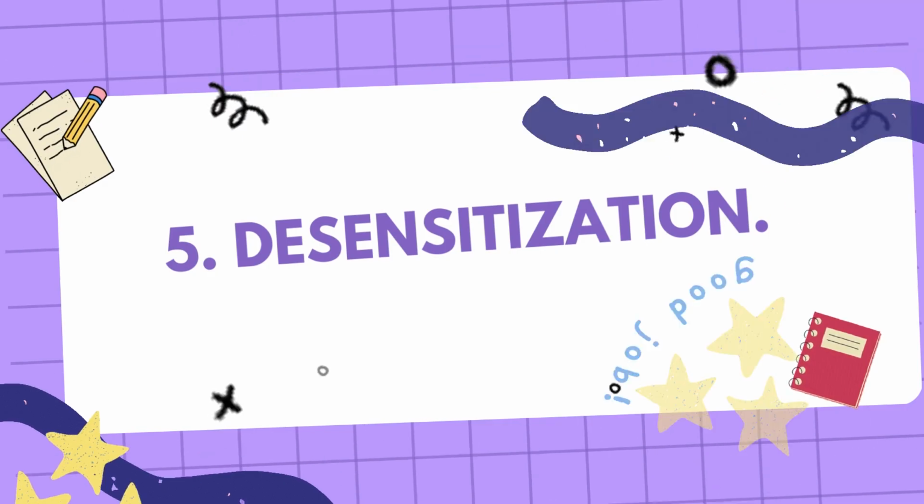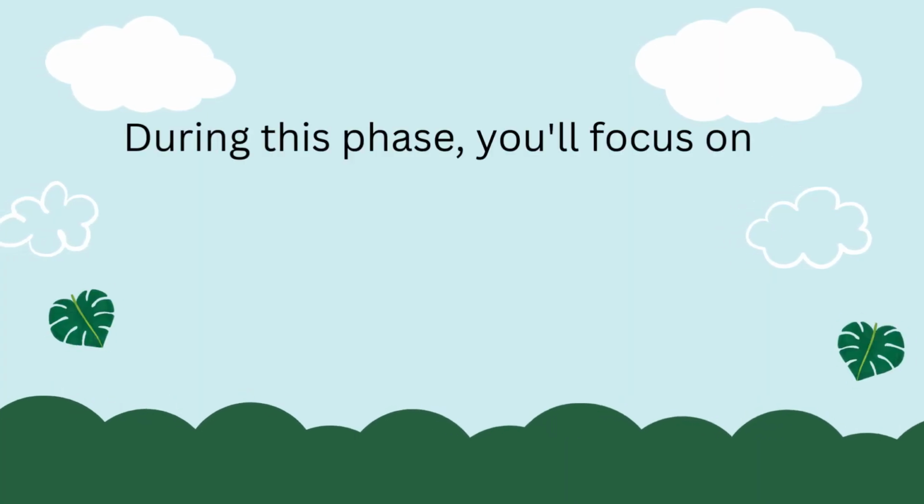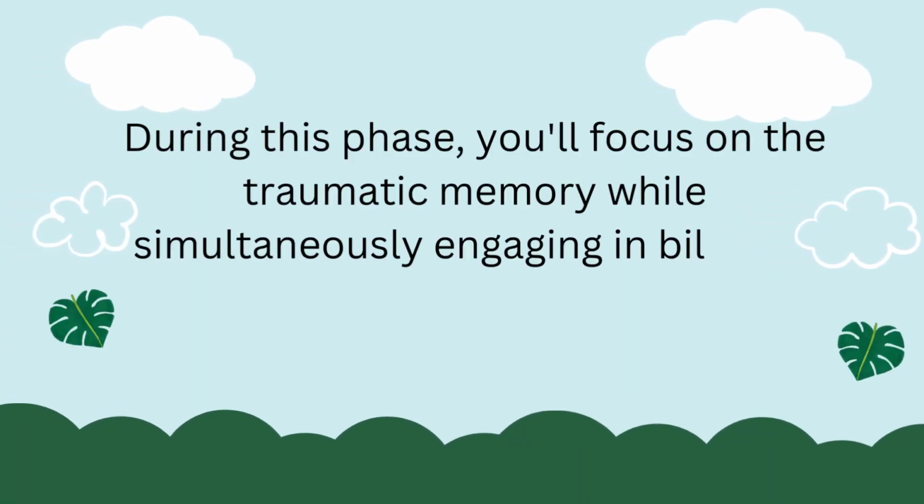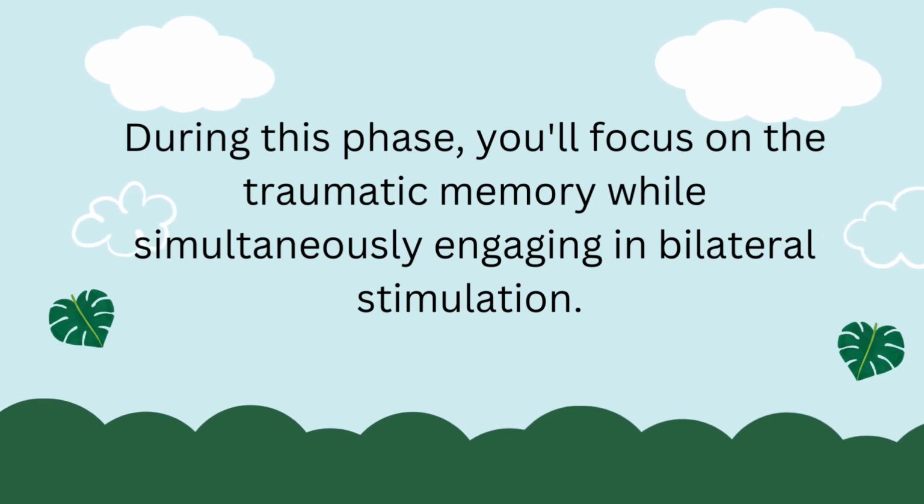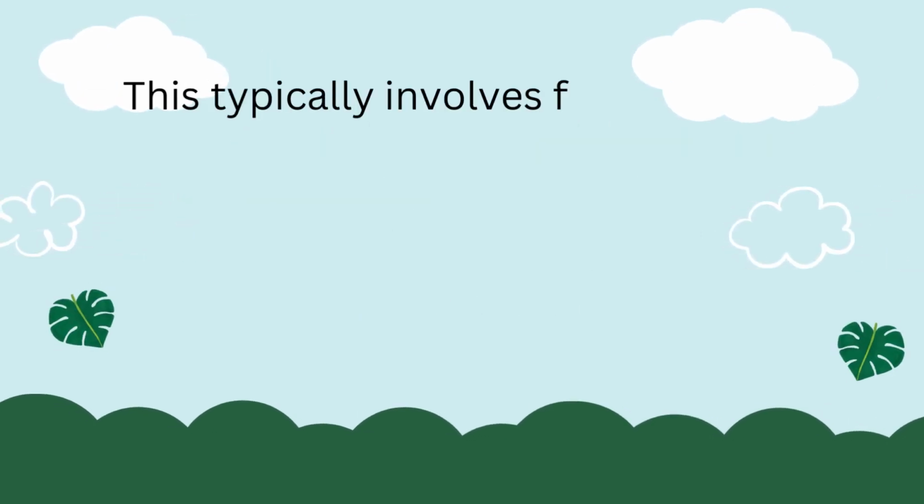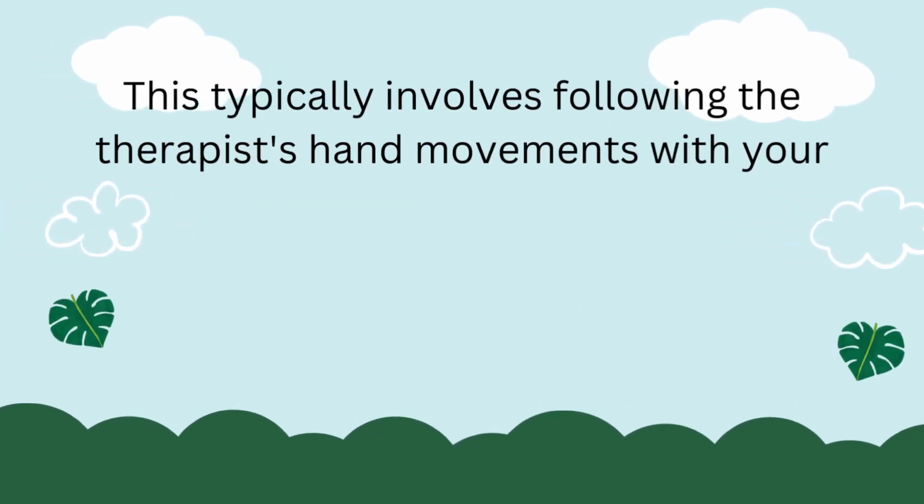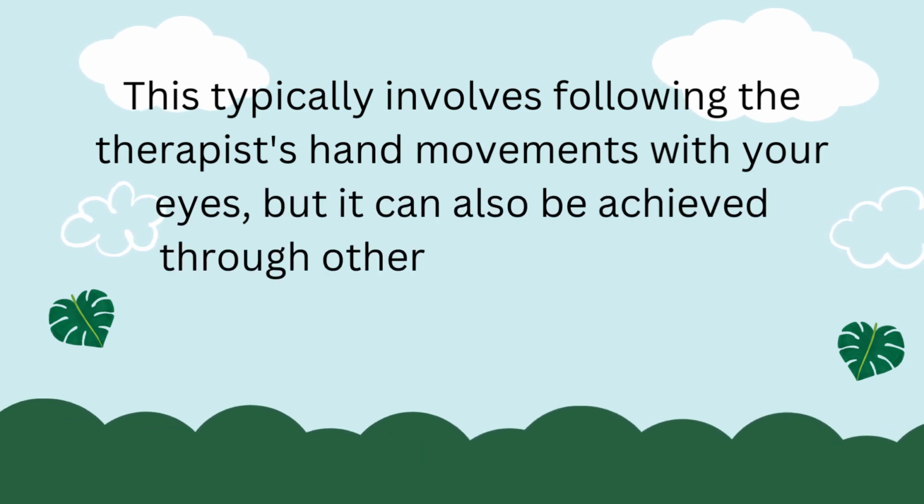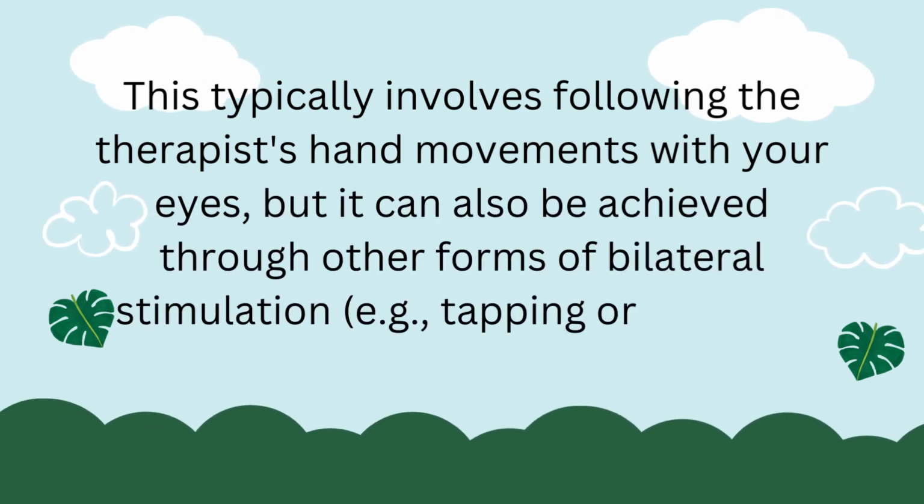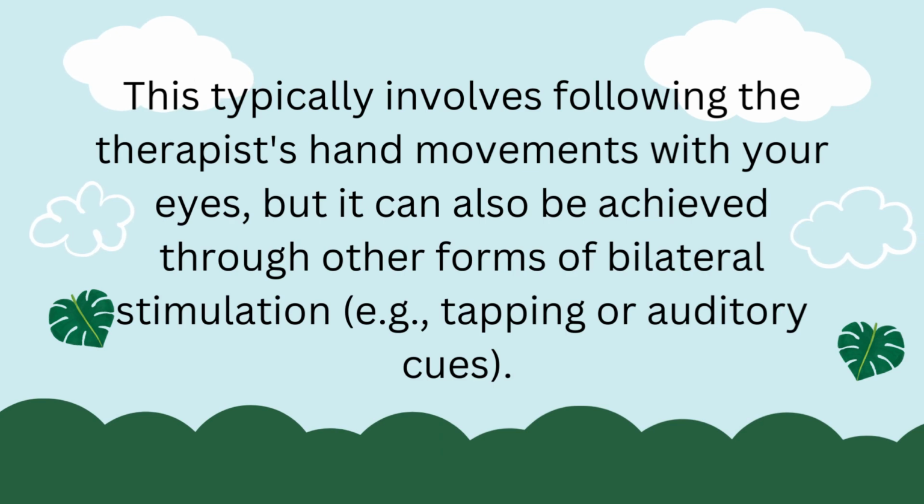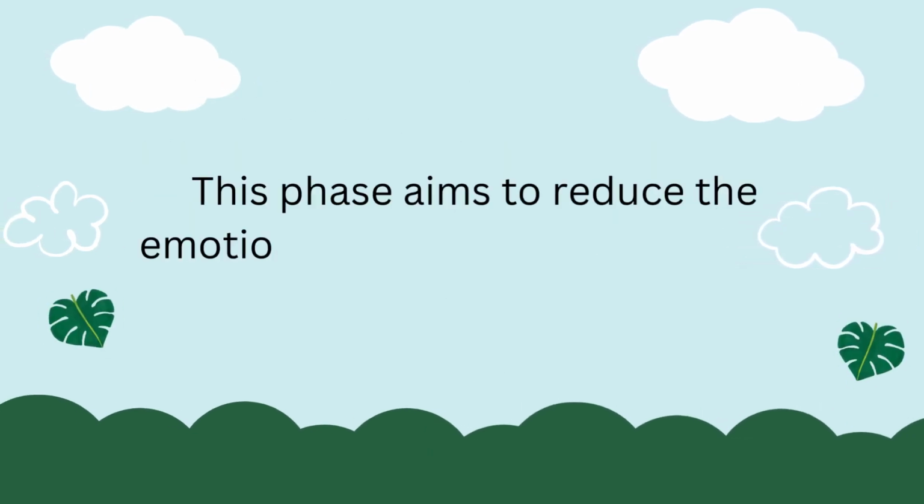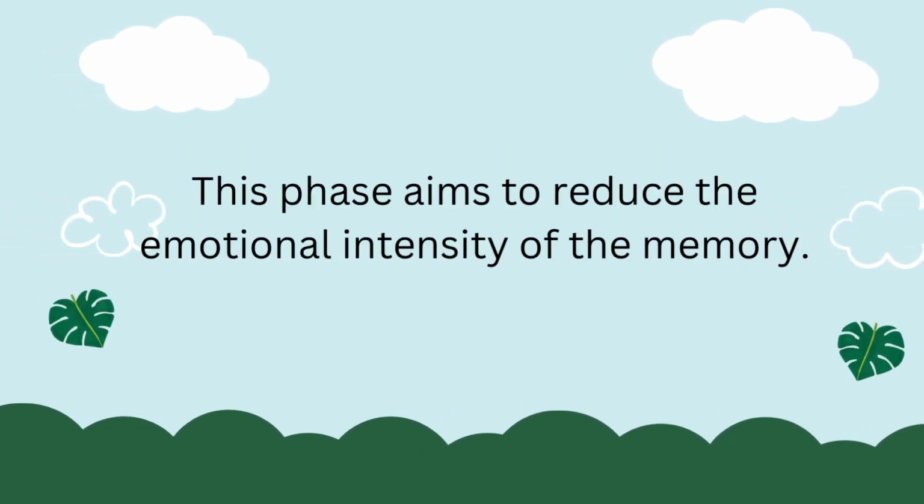5. Desensitization. During this phase, you'll focus on the traumatic memory while simultaneously engaging in bilateral stimulation. This typically involves following the therapist's hand movements with your eyes, but it can also be achieved through other forms of bilateral stimulation, for example, tapping or auditory cues. This phase aims to reduce the emotional intensity of the memory.